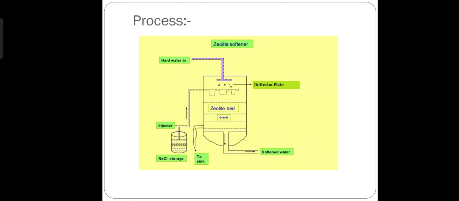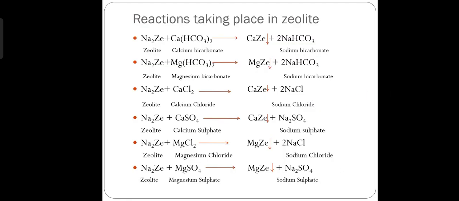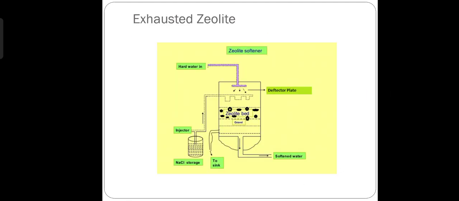Now this is the whole process where the zeolite softening process is done. Now what happens after 12 to 14 hours, when the zeolite bed is fully choked up with the calcium precipitates and magnesium precipitates? No more water comes into contact with the zeolite bed. At that time the softener is known as exhausted.